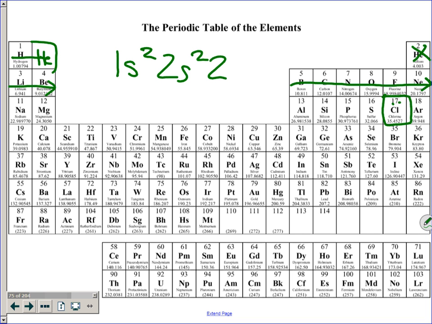So 2. Now I'm in p orbitals. Those are the big lobe-like ones, right? The dumbbells. So 2p, but how many electrons are here? 6.